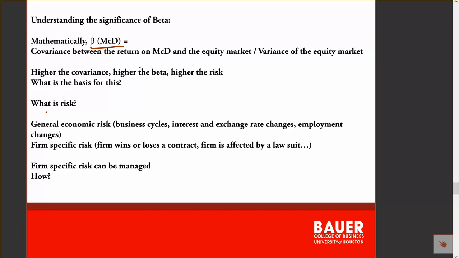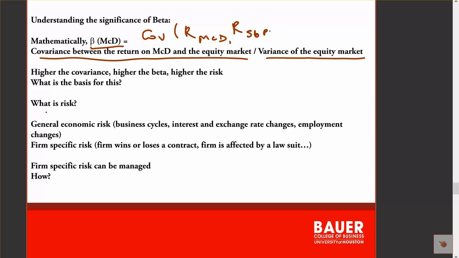The beta of McDonald's, for instance, is the covariance mathematically between the return on McDonald's and the equity market divided by the variance of the equity market. Okay, so as you can see, the numerator is the covariance between the return on McDonald's and the return on the, say, the market, which is the S&P 500, and this is divided by the variance of the market or the S&P 500. That's what the beta is.